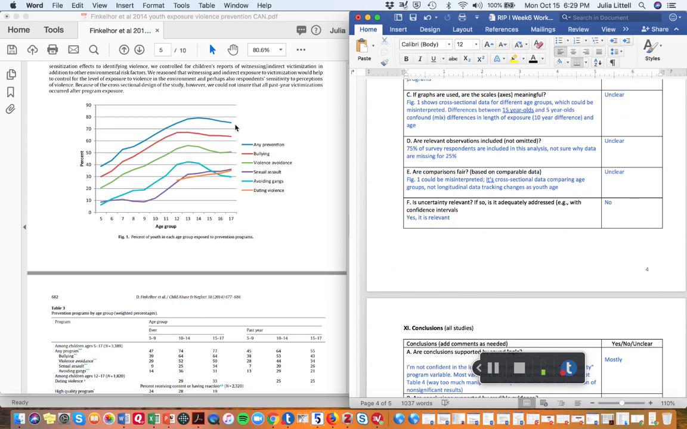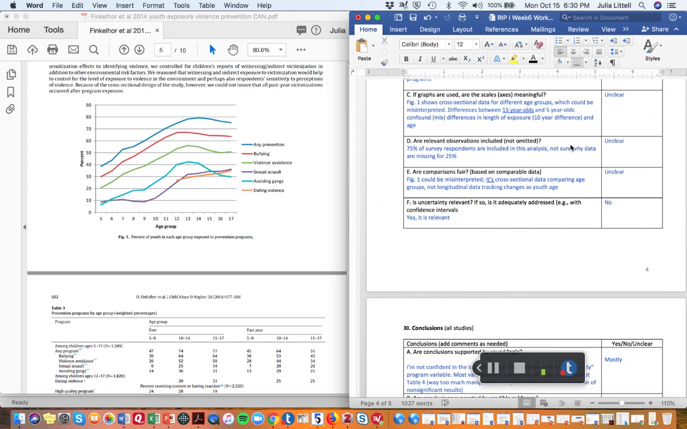And also the problem here is that differences between 5-year-olds and 15-year-olds are confounded or mixed with differences in the length of time that these children are exposed to programs. So it's not clear what these differences mean. There's a 10-year difference, of course, between 5-year-olds and 15-year-olds. So is it that program exposure increases as children get older, or is it that 15-year-olds are exposed to more different kinds of programs? We really can't tell from this analysis at all. You just don't know that. So this is a little difficult to interpret for me anyway. Okay, so I'm saying that the meaningfulness of this graphic is unclear.